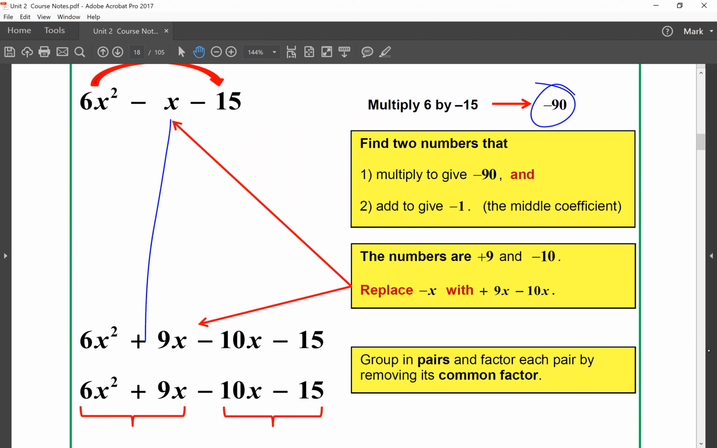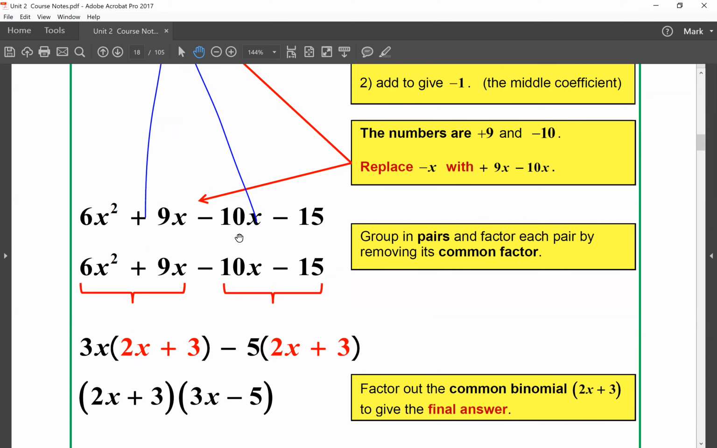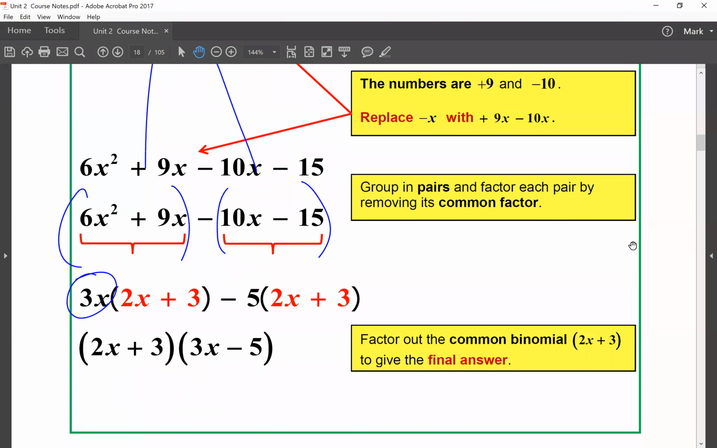But this x gets split then into those two terms. So I figured out my two numbers were 9 and negative 10. So I split that x up into those two numbers. And then I just do what I did before. I factor by grouping. So in the first set of terms, I can take away a 3x. In the second set of terms, I can take away a 5, and I just factor by grouping like I did, I don't know, 10 or 15 minutes ago.